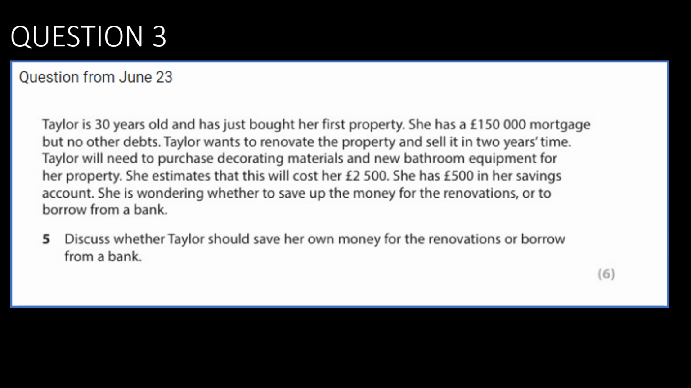So here is question 3, and there you go. Let's go straight to the question. Discuss whether Taylor should save her own money for the renovations or borrow from a bank. So what's that really asking me? It's a 6-mark question, as we know. That's really saying, what's the advantage of using your own savings as opposed to borrowing from a bank for a loan? That's what that's really asking. And then of course you've got the business scenario, or the personal finance scenario I should say, that goes with that question. Read that carefully, highlight, and then come up with your answer.